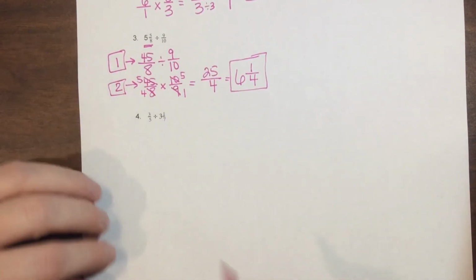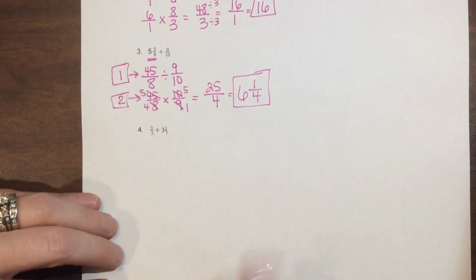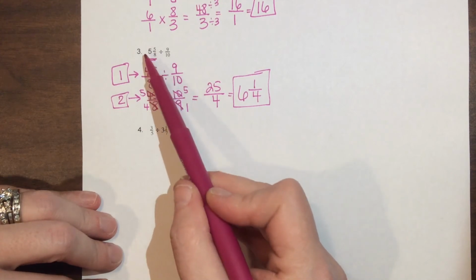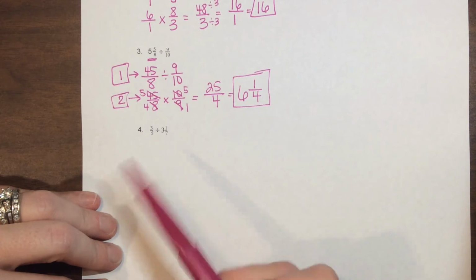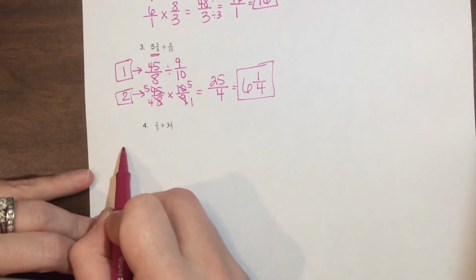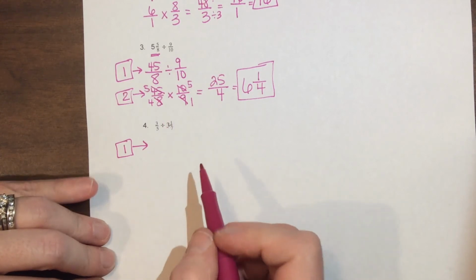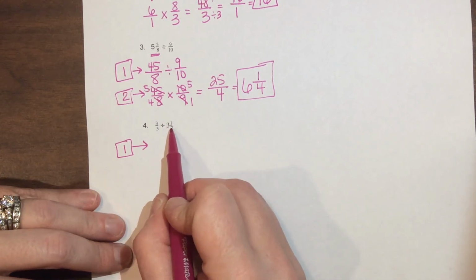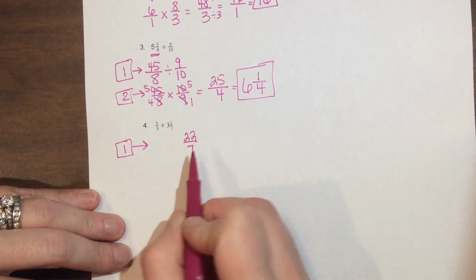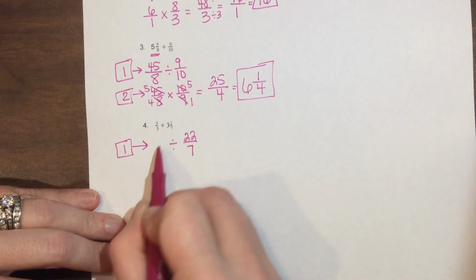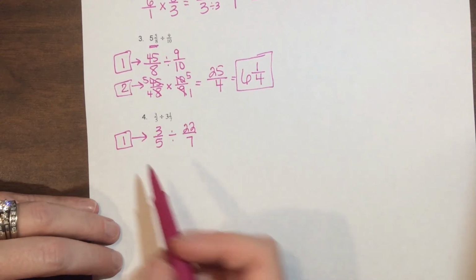And the last problem, number 4. 3/5 divided by 3 1/7. This one looks a lot like number 3. We have a mixed number and a fraction. On number 4, we have a fraction and a mixed number. Our process is going to be the same. First step is just to convert this mixed number to an improper fraction. 7 times 3 is 21, plus 1 is 22. We keep the denominator the same. Everything else in the problem stays the same in this first step. Only thing we changed was that mixed number.